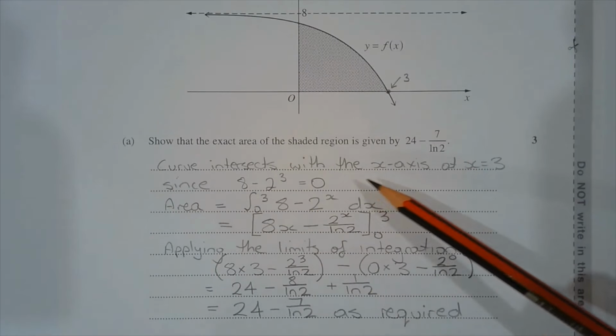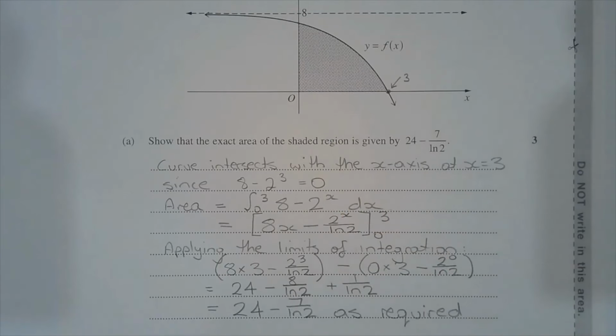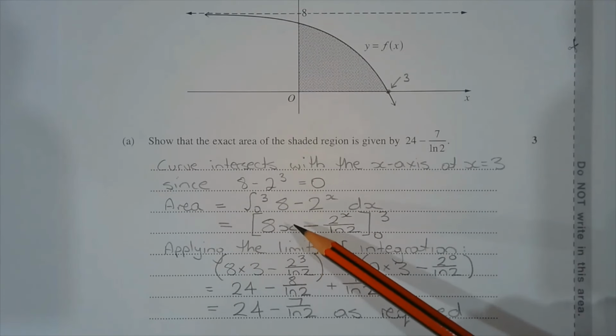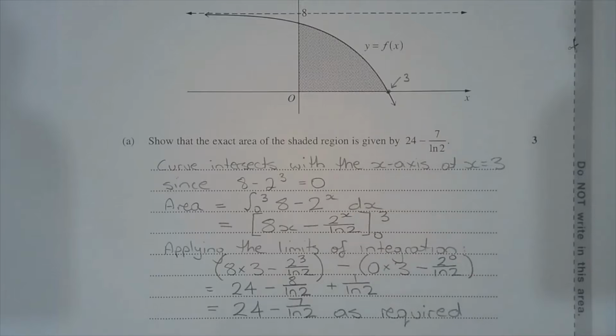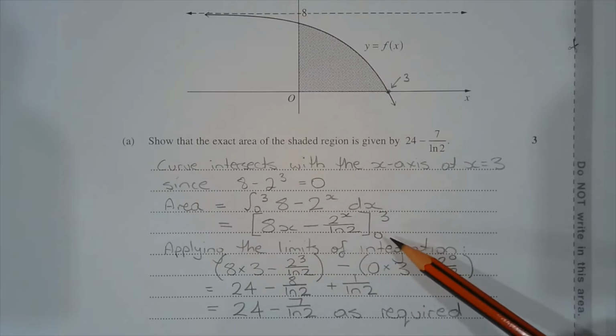The curve intersects with the x-axis at x equals 3, since 8 minus 2 to the power of 3 equals 0. The area is the integral from x equals 0 to x equals 3 of 8 minus 2 to the power of x dx, and that equals 8x minus 2 to the power of x over ln of 2 from x equals 0 to x equals 3.